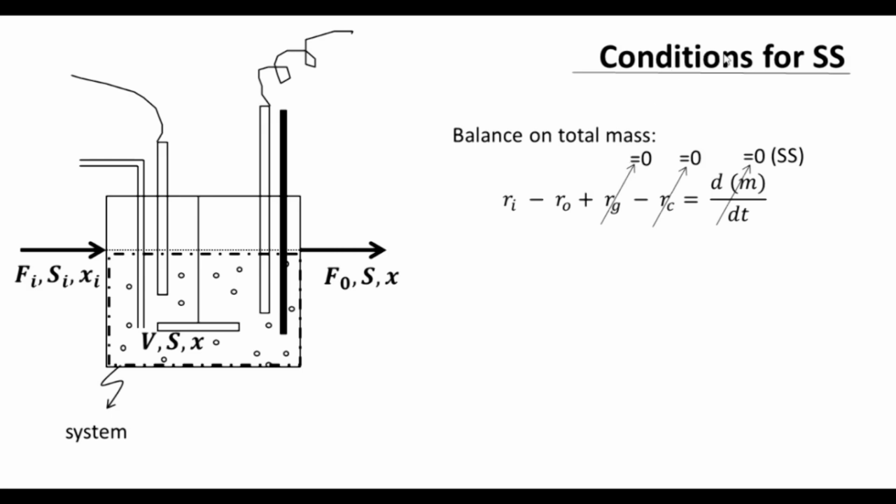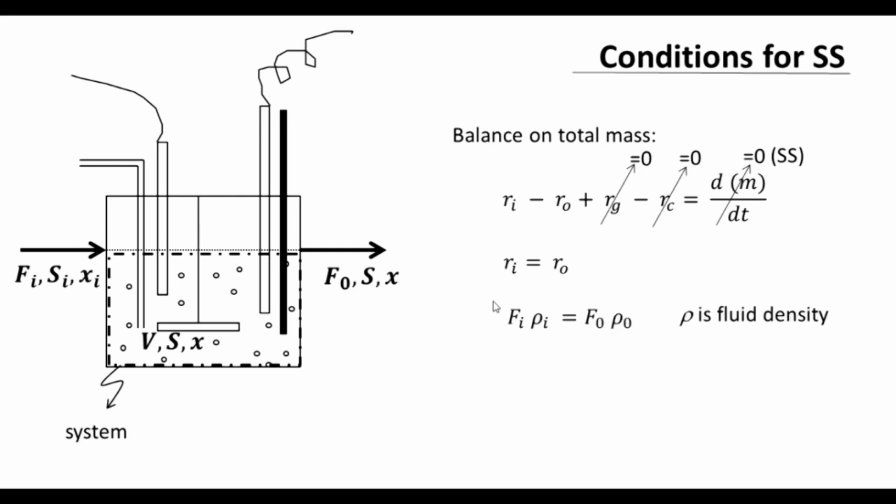And we said that we are interested only in the steady state condition. If we are interested only in the steady state condition, any time derivative can be blindly set to 0, right? So this term goes to 0 by the definition of a steady state. Therefore, rate of input must equal the rate of output. This is total mass.